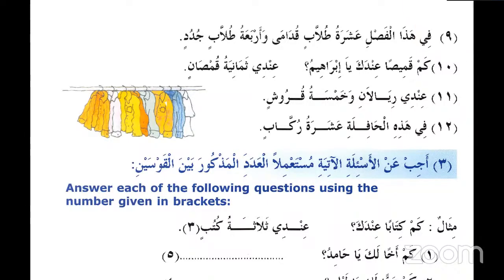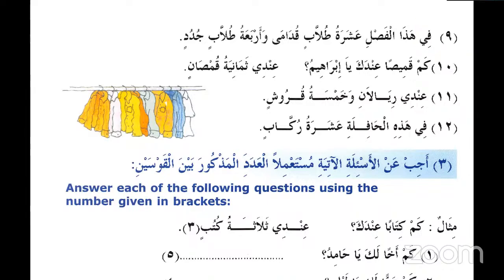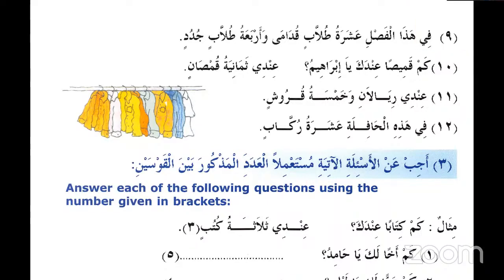كم قميصا عندك يا إبراهيم؟ How many shirts do you have, Ibrahim? عندي 8 قمصان. Qumsani is the plural of qamisun. So in the thamaniyatu qumsani, I have 8. I have 8 shirts. Correct.